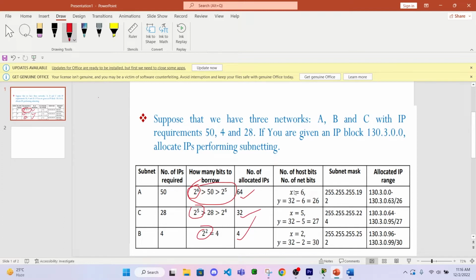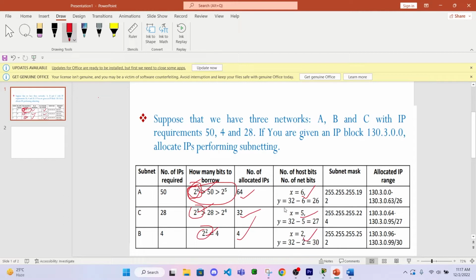Okay, then the number of host bits and the number of network bits. For the number of host bits, x equals 6, the highest power of 2. So here the highest power of 2 is 6, so here we write 6. Then network C, the highest power of 2 is 5, so here x equals 5. For network B, the power is 2, so x equals 2.